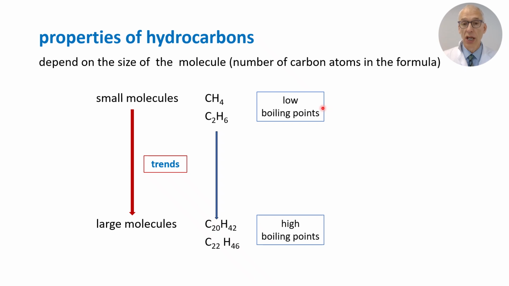One of which is boiling point. Low boiling point, high boiling point. Large molecules have high boiling points. There's a trend from low boiling points to high boiling points. You are expected to recall that. The explanation lies in the strength of intermolecular forces, which we'd discuss or have discussed in a different lesson.